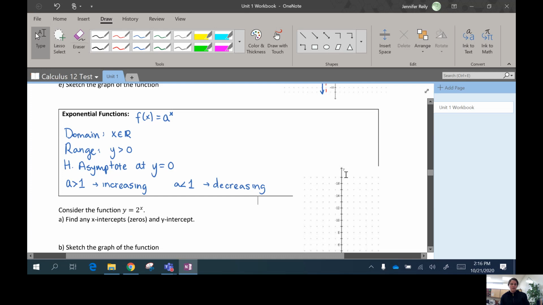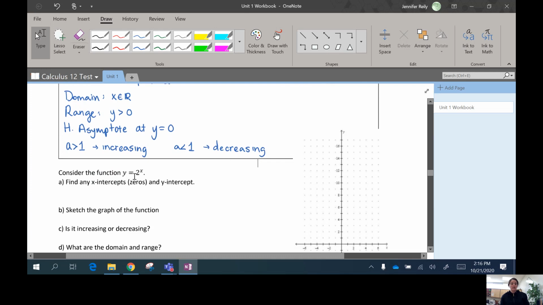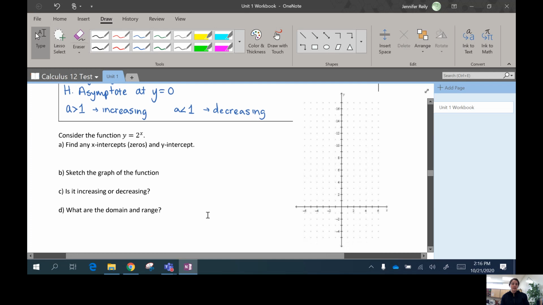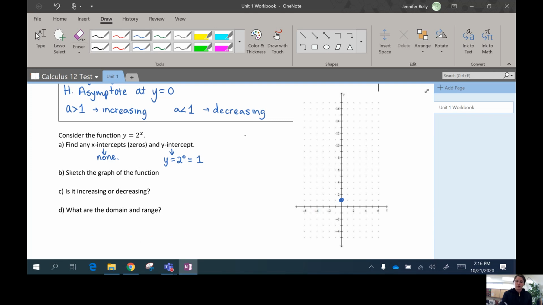Okay. So let's look at y equals 2 to the x. In this case, a is 2, so this will be an increasing function. There is no x-intercept. We already said that this never hits the x-axis. The range is always greater than 0. So there are no zeros, because you cannot make a power equal to 0. But we'll have a y-intercept. So 2 to the power of 0 is equal to 1. So there's our y-intercept.